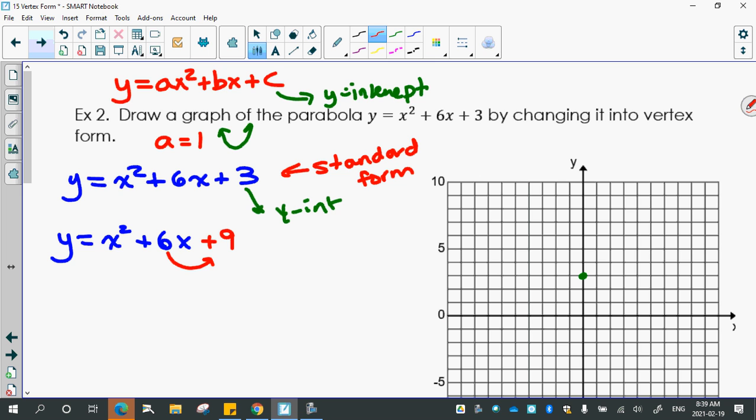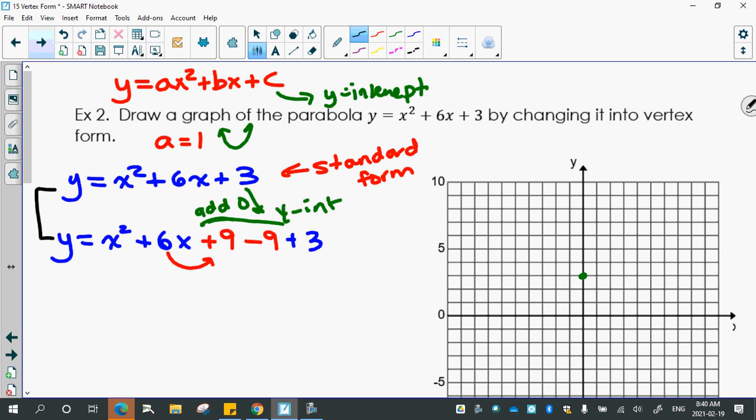Why do we have to subtract 9 as well? Because we just added 9. You can't just add 9 without changing it. All we did here was add 0. You can add 0 as many times as you want, and it still means the same thing, and we still have this plus 3. So you have to know in your heart that these two statements are equivalent. y equals x squared plus 6x plus 3, and y equals x squared plus 6x plus 9 minus 9 plus 3 are exactly the same, because all I did was add 0.